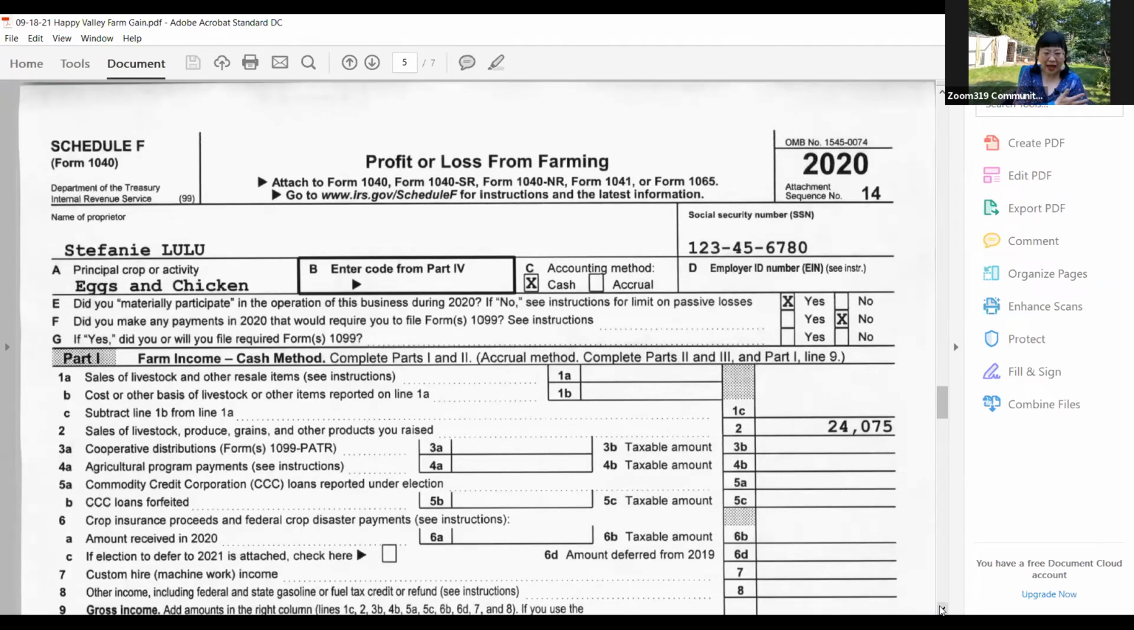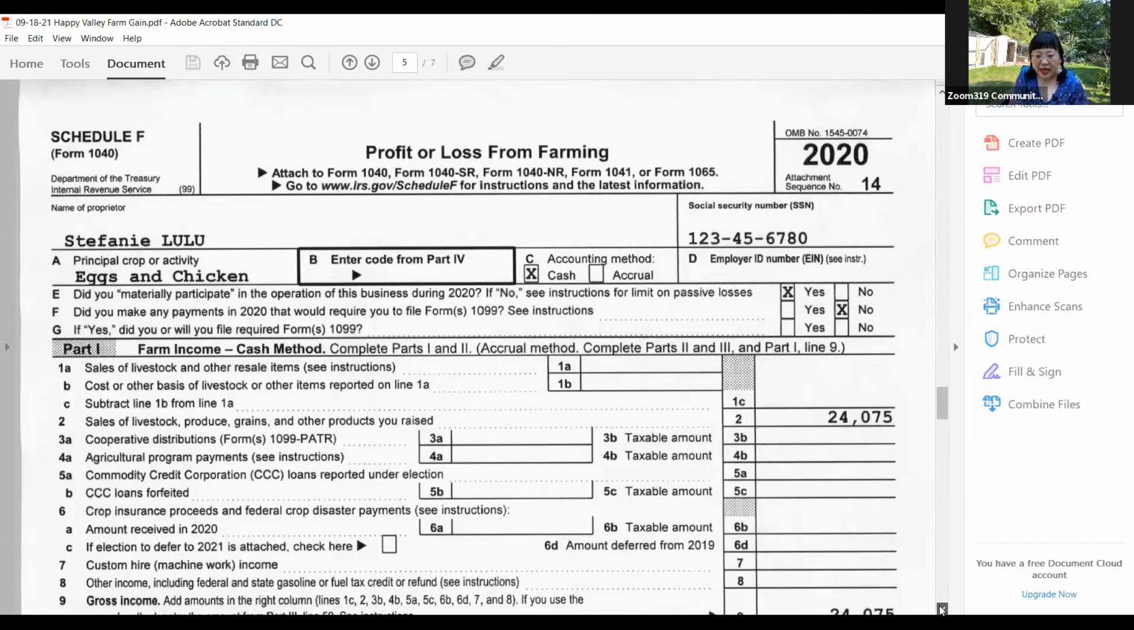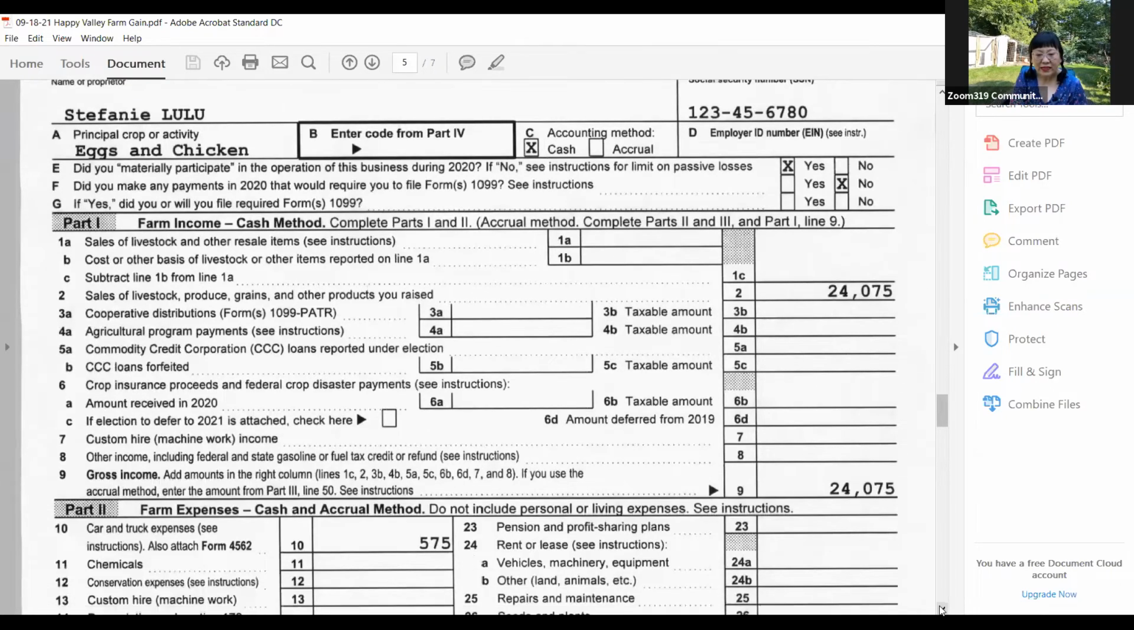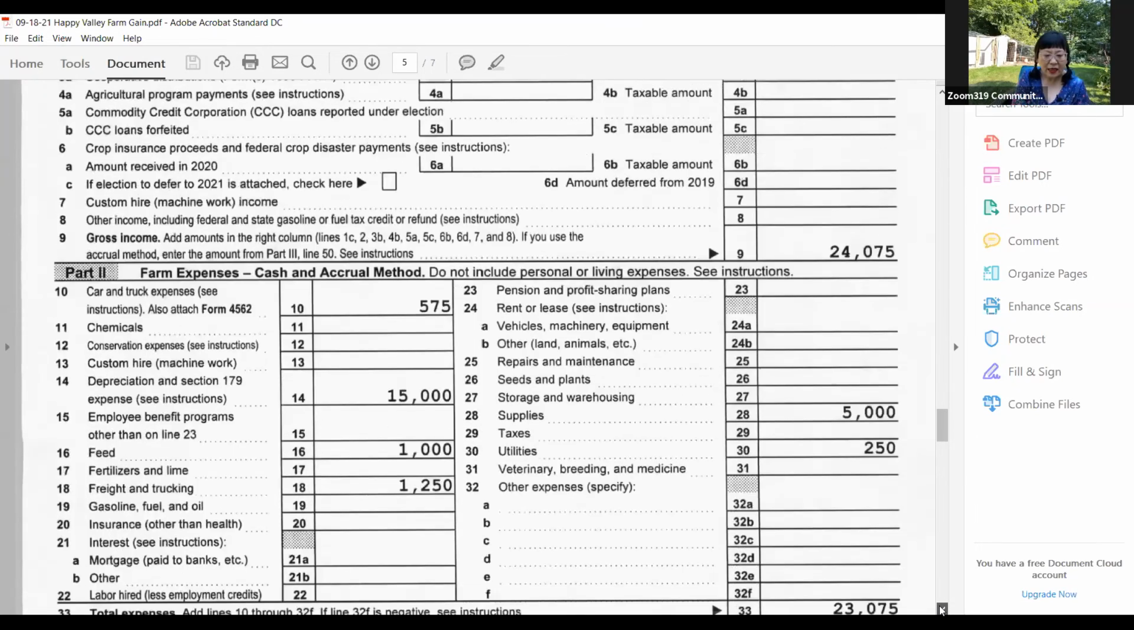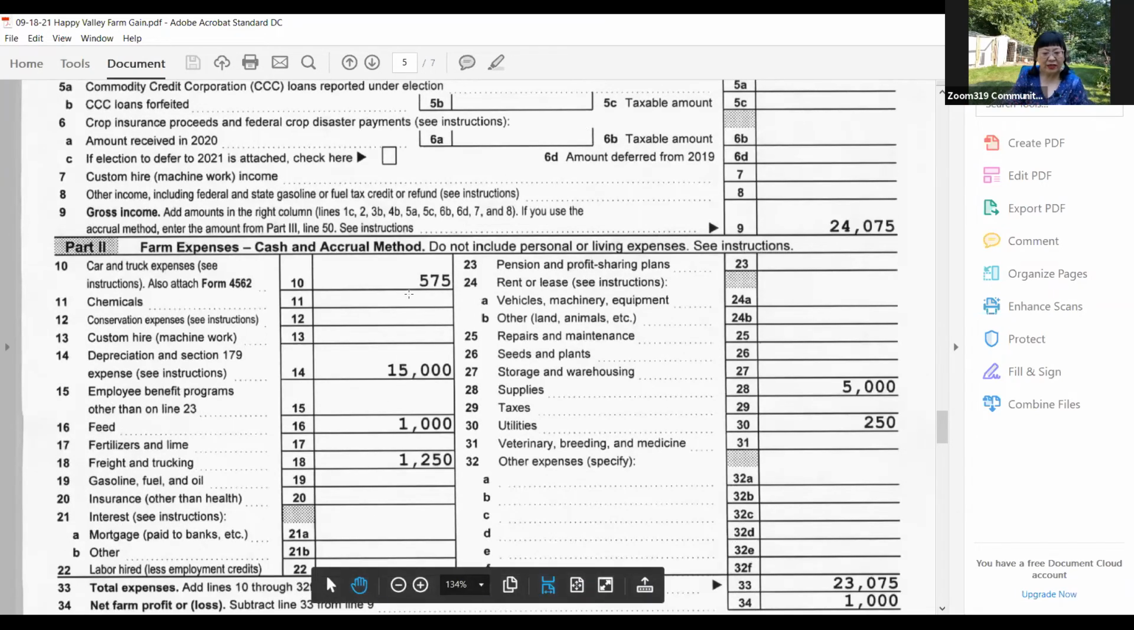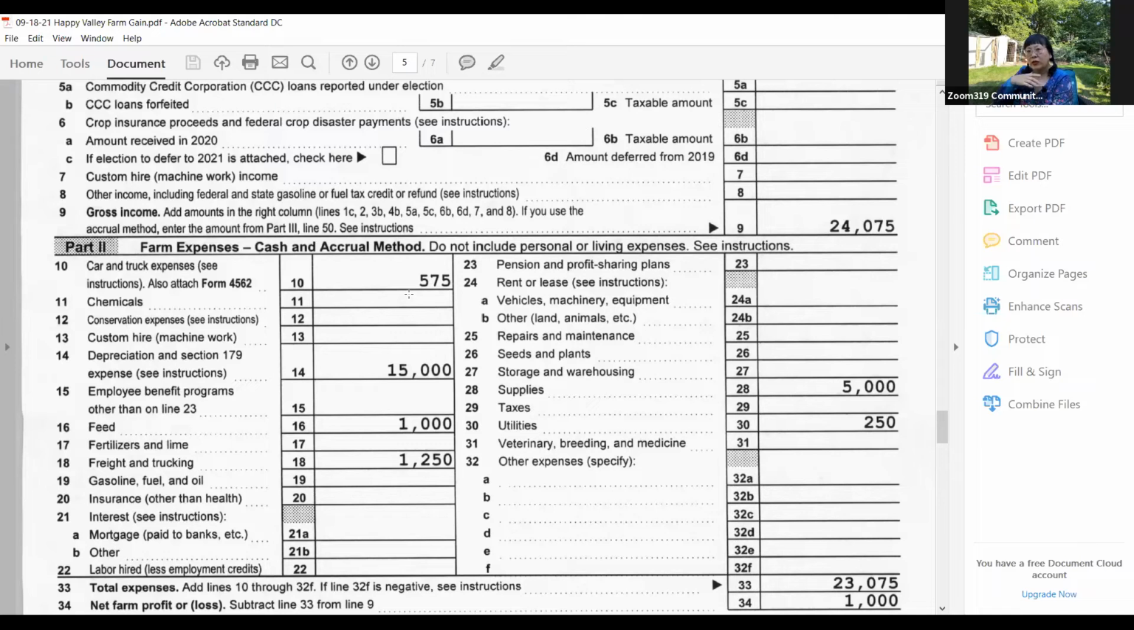And then look at the farm. This is Schedule F, right? Look at this. She made $24,075 in income. And she had car expenses of $575. Where does that come from? That's mileage. She drove 1,000 miles during the COVID. Who is going anywhere? Nobody is going anywhere in COVID years. So in 2020, she only drove between FedEx and places like that to ship her eggs to other people. So she only drove about 1,000.